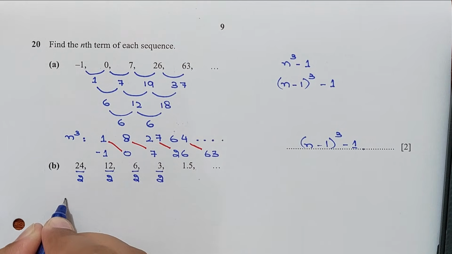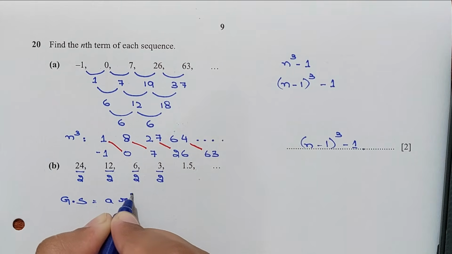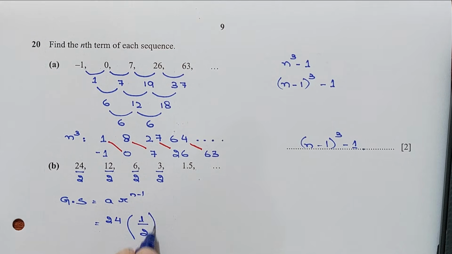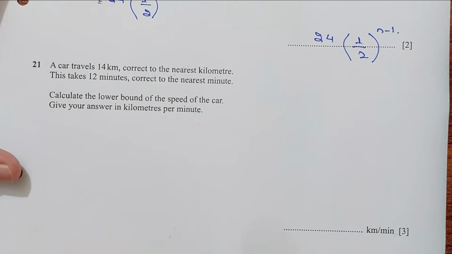The geometric sequence formula is a r power n minus 1. A is the first term, which is 24. R is the common ratio, which is 1 by 2, and its power is n minus 1. So this is the nth term: 24 times half to the power n minus 1.